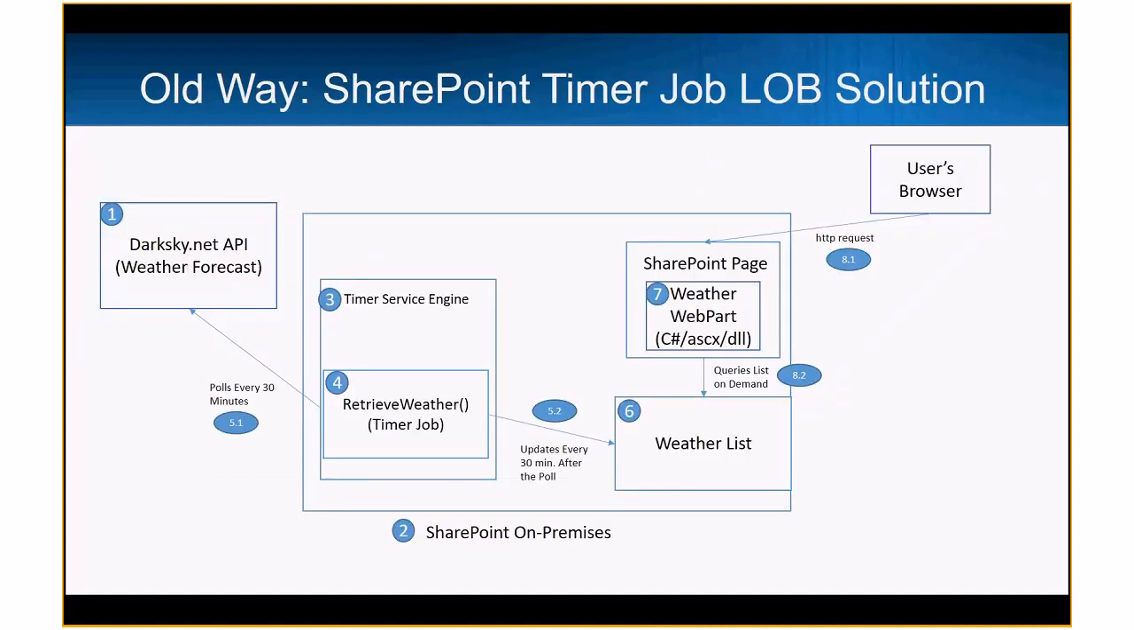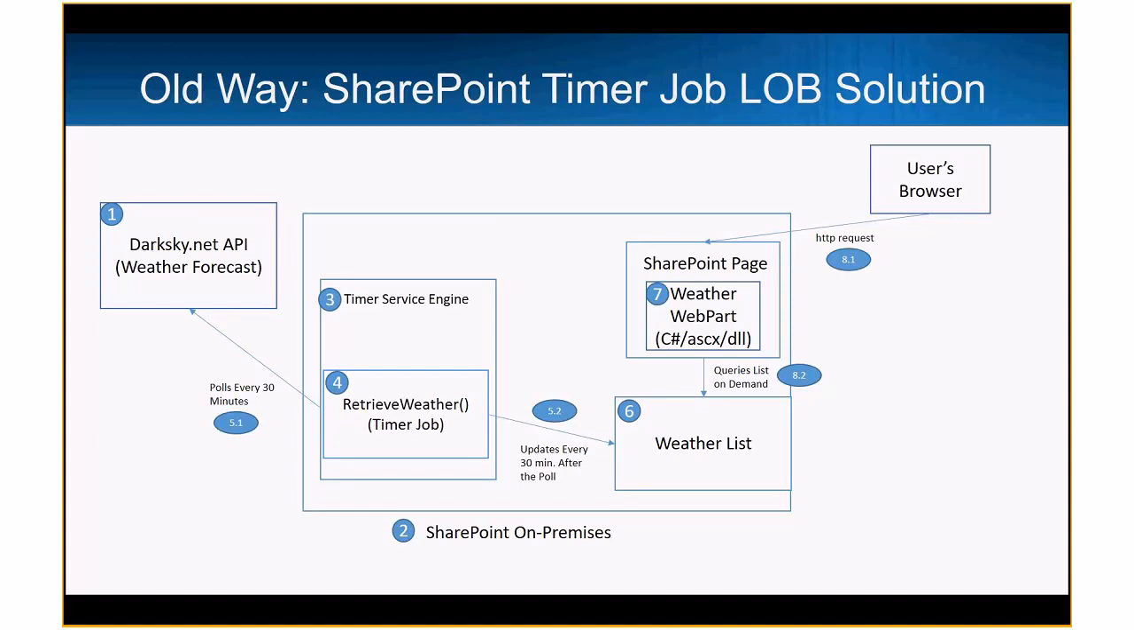All right. So here is the high-level architecture diagram of the old way we used to do a line of business solution. Number one is our data source, Darksky.net. That's our weather forecasting API that we're trying to harvest from. Number two is SharePoint on-premises. That whole rectangle is our on-premises container.